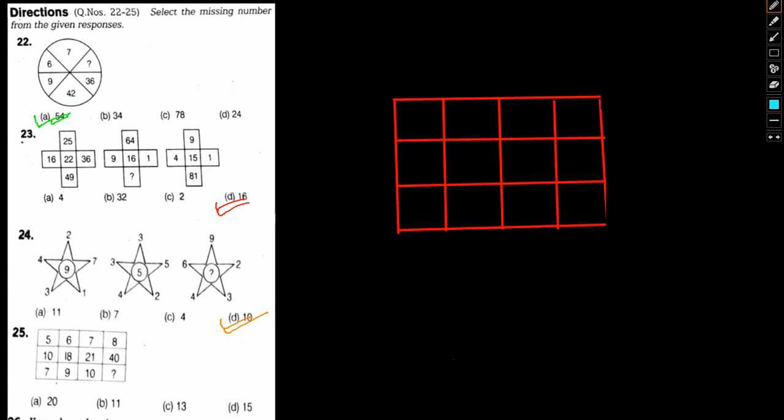That is 5, 6, 7, 8, 10, 18, 21, 40, 7, 9 and 10. So let us now try and find some kind of relation with respect to all these things. What do we have over here? 5, 10, 7, 6, 9, 18. If we look at the 7, 9, 10, what can we actually conclude?